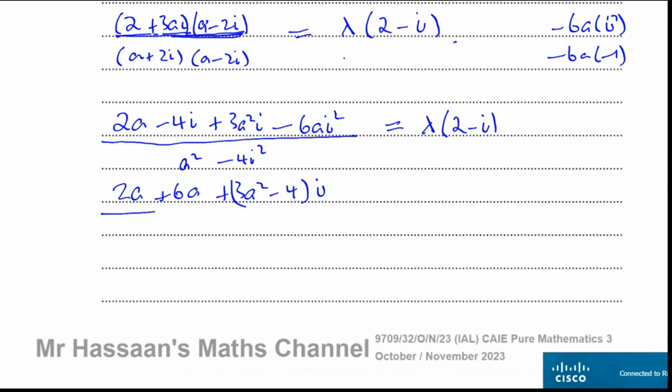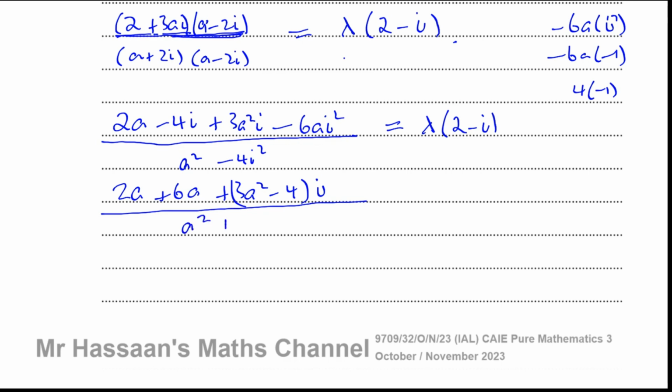Okay, and that's divided by a squared minus 4i squared. Now remember, 4i squared is 4 times -1, which gives you -4, so it's going to be a squared plus 4. That'll be a squared plus 4, and that's all equal to lambda times 2 minus i.